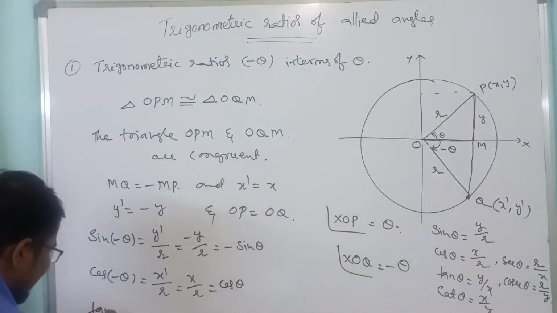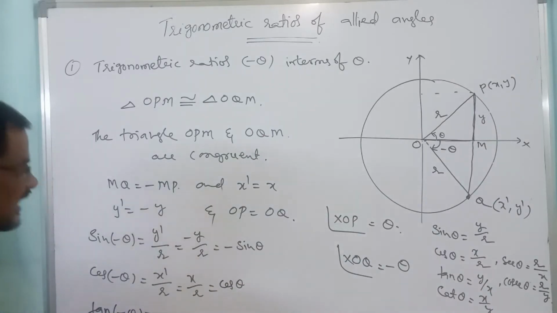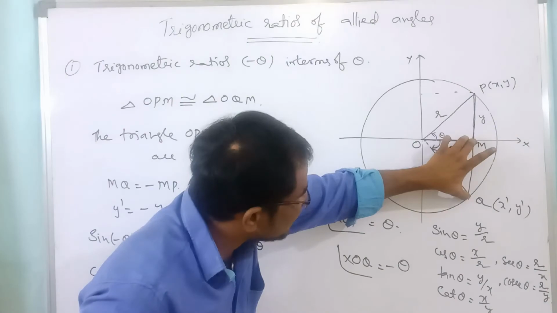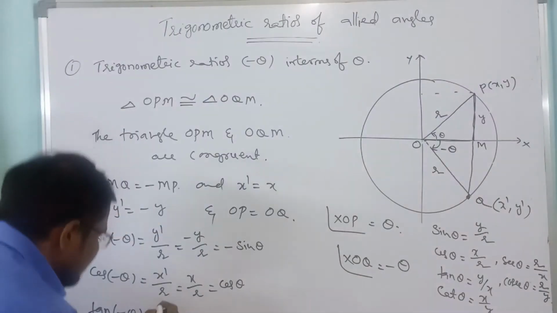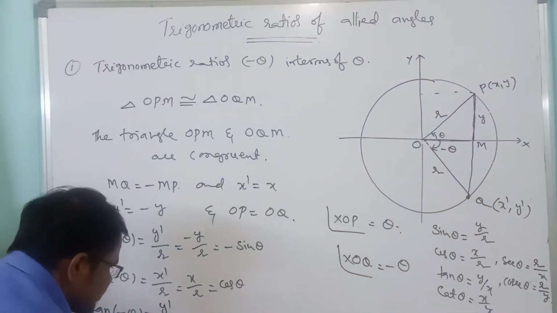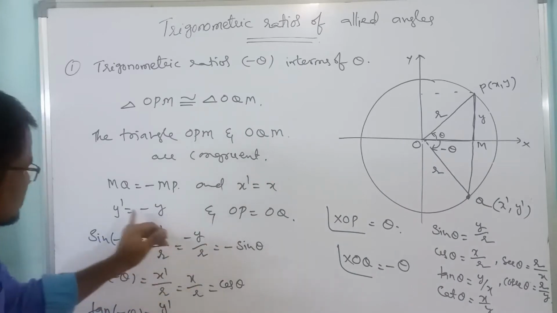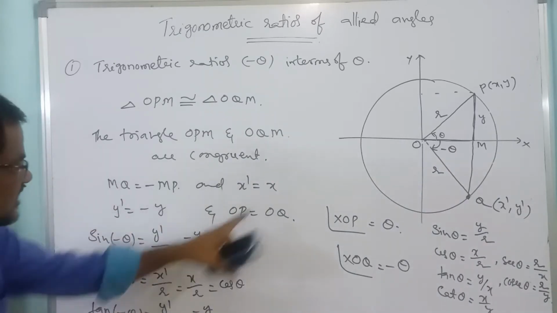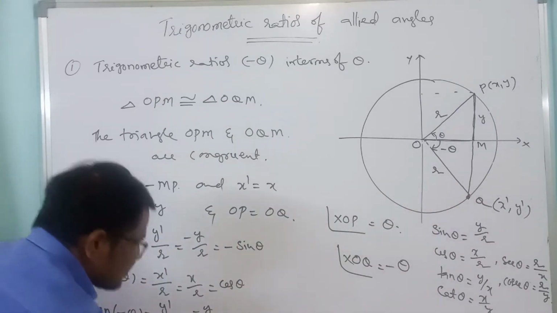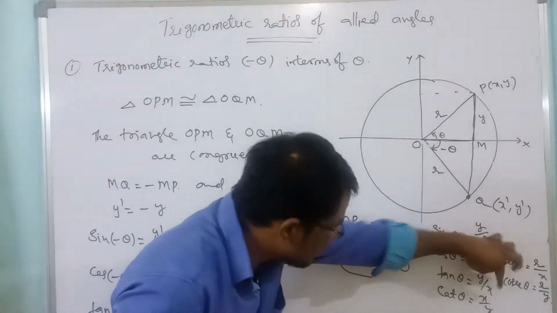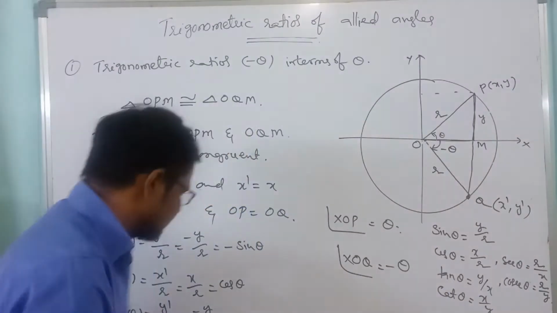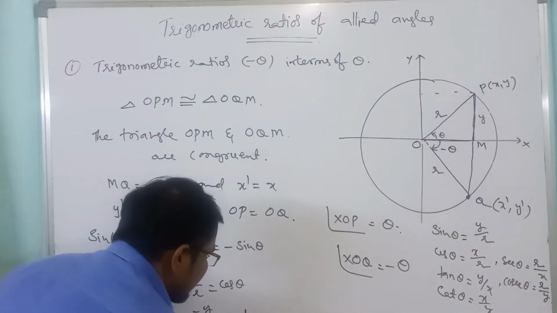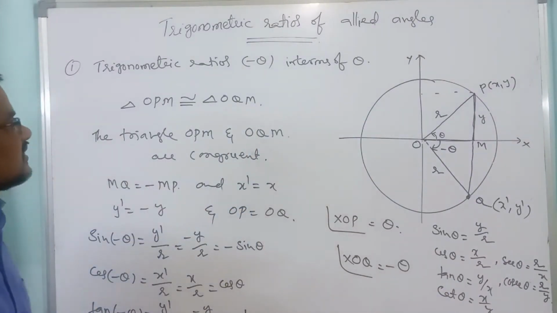Next, tan of minus theta. Tan of minus theta means opposite side by adjacent side, means Y dash by X dash. But Y dash is equal to minus Y, so minus Y divided by X dash. X dash is equal to X. Here Y by X is nothing but tan theta. So that is equal to minus tan theta, right?